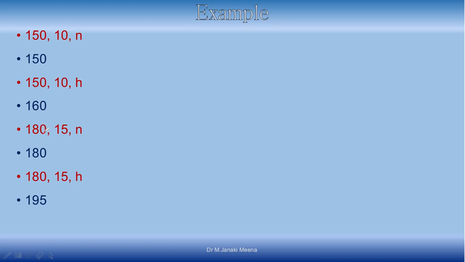180 credits, 15 credits for honors, normal student, then total credits required is 180. 180 credits, 15 for honors, aiming for honors degree, 195 credits should be earned.